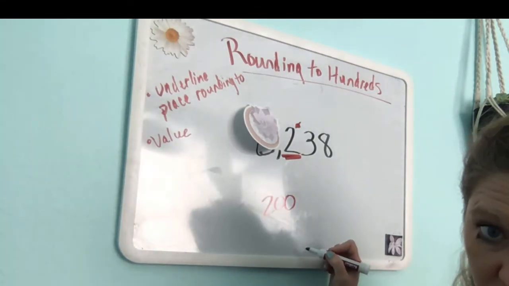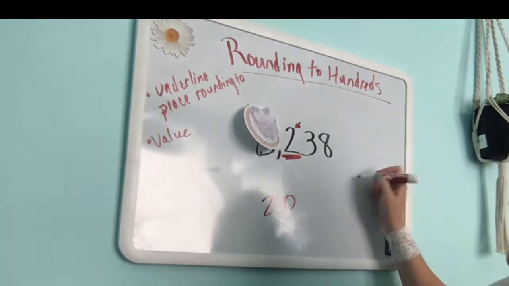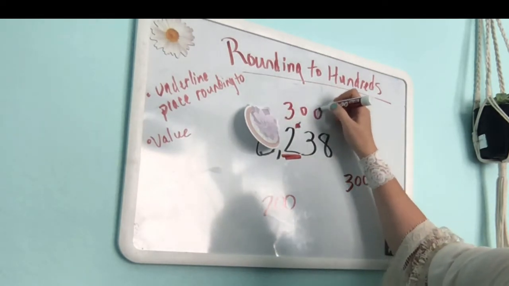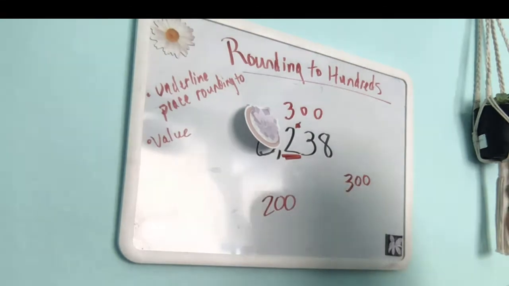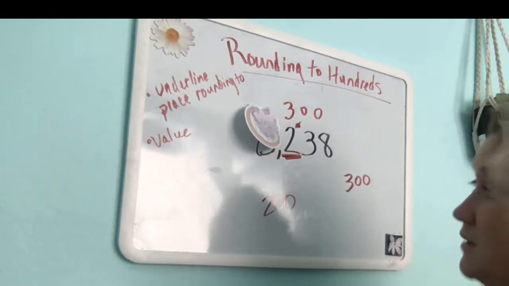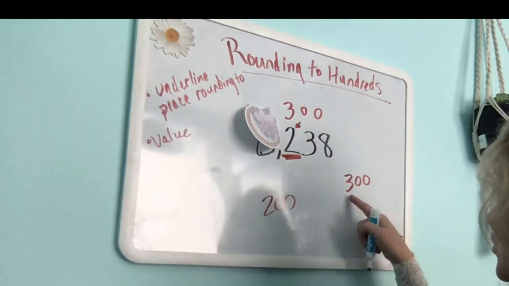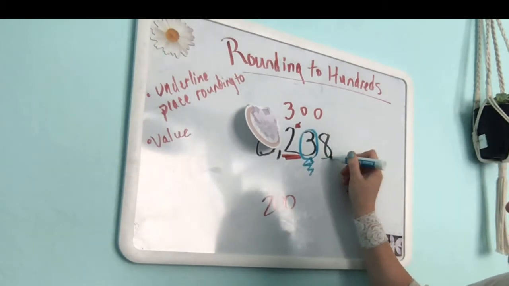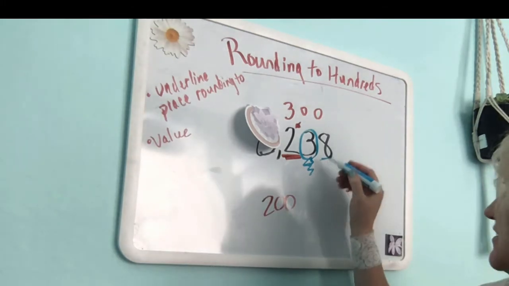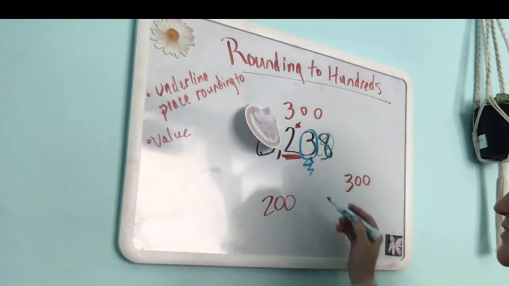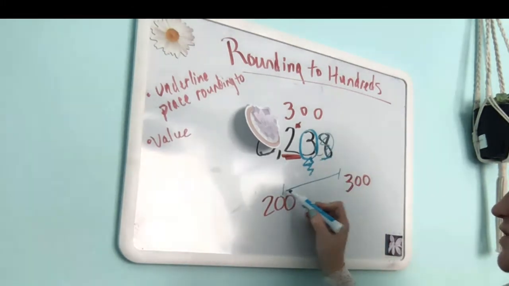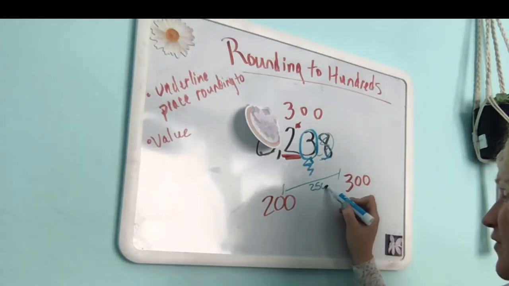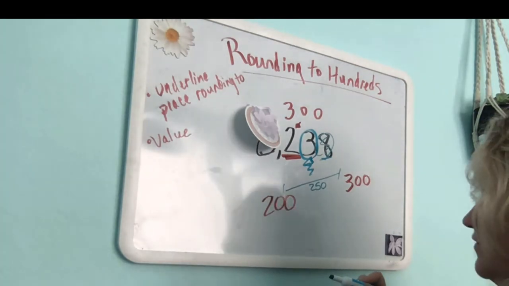I'm rounding to my hundreds place, so if I'm counting, the next one would be 300. So I'm going to write 300 at the top. It's either going to stay down here at 200 or go up to 300. So there are our numbers. They'll eventually turn into zeros. So if I think about this, what is halfway between 200 and 300? 250. You're right, 250.